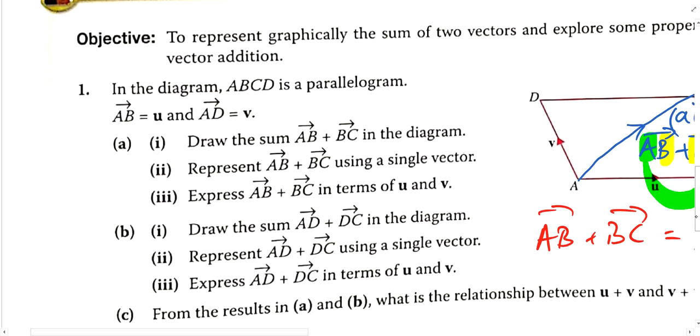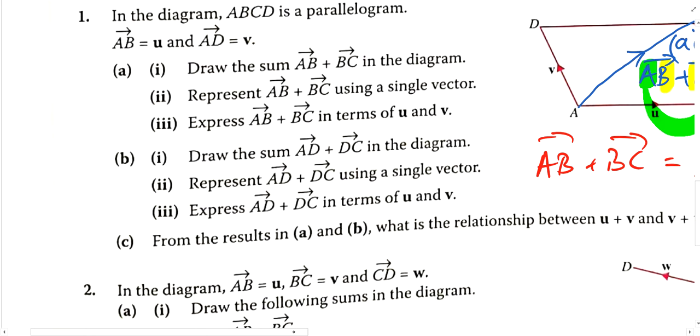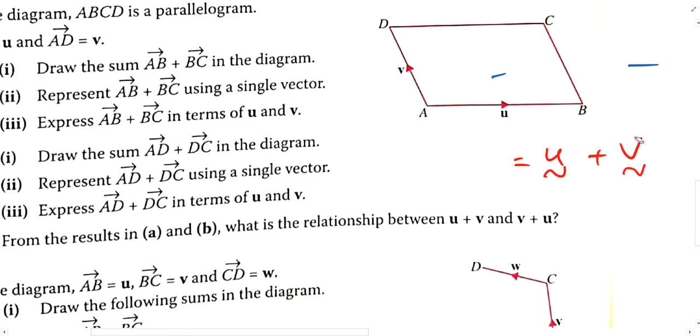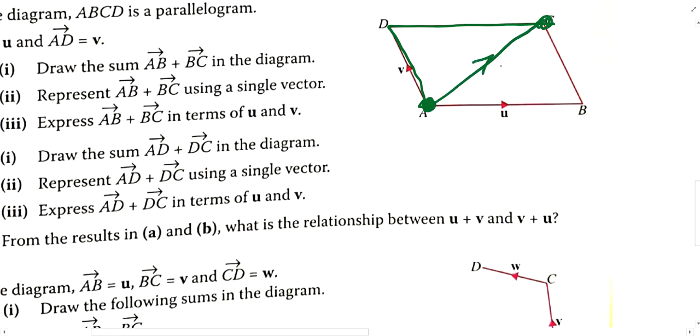Part B. Draw the sum of AD plus DC. AD, I will use another, let's erase all this. AD plus DC. So where do we start from? A. Where are we ending at? C. Okay, draw. This will be our resultant.